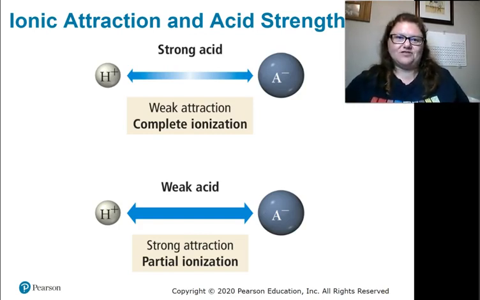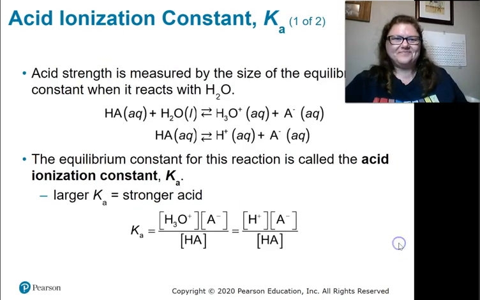So it might be confusing where you see strong and weak together in the same definitions, but I think this picture is helpful in seeing that a strong acid completely breaks apart and a weak acid, not all of it completely breaks apart. Okay, let's just see more examples.